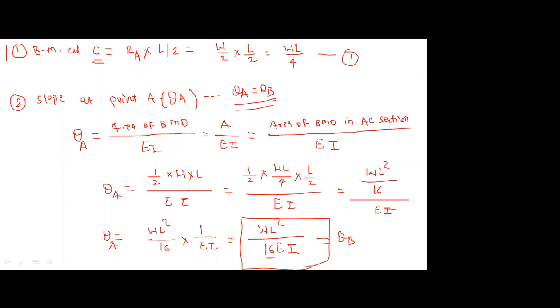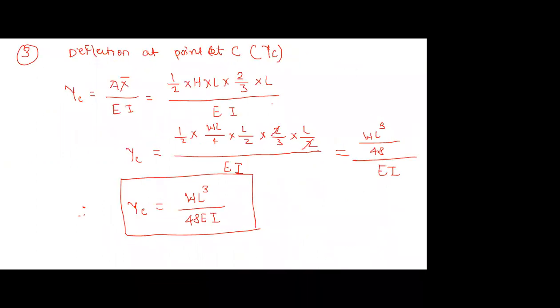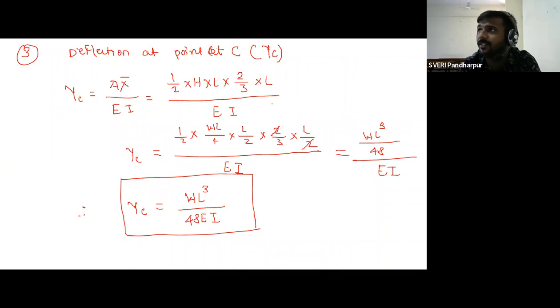Yes, sir. Now deflection at point C in bracket YC. So formula becomes AX bar into EI. That means along with area, we have to consider the effect of X bar also. And for that, we have to remind the formula X bar for the triangular section.